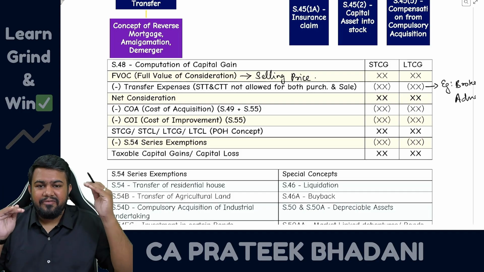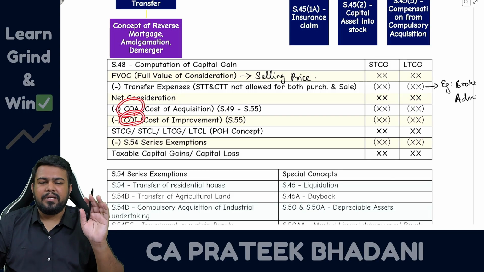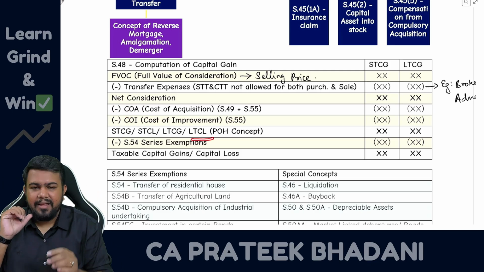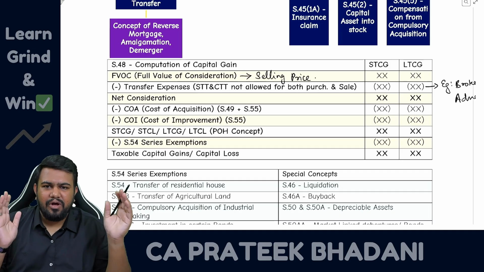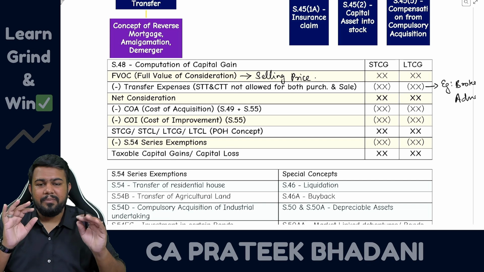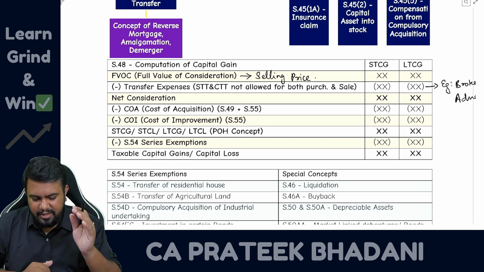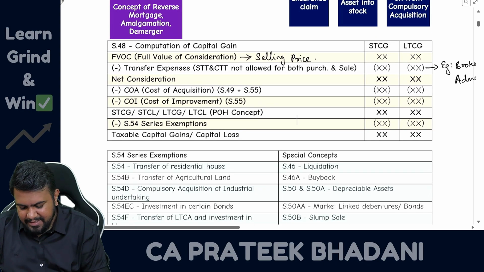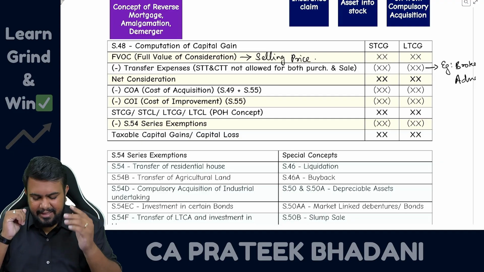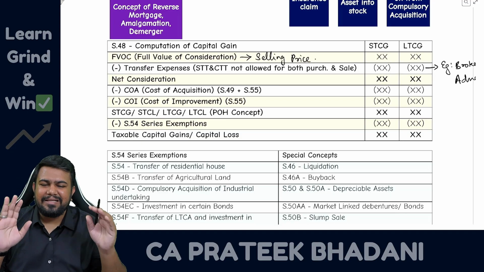Net consideration. From the net consideration, you can further reduce cost of acquisition and cost of improvement, and finally you will get capital gain. This capital gain, or it can be capital loss also, will be either short term or long term, depending on period of holding. That I am going to discuss now in a few minutes. Then finally, there are some exemptions which are given in section 54 series. So if at all this exemption is valid, then that exemption amount also can be reduced. The balance amount will be the taxable capital gain or taxable capital loss.